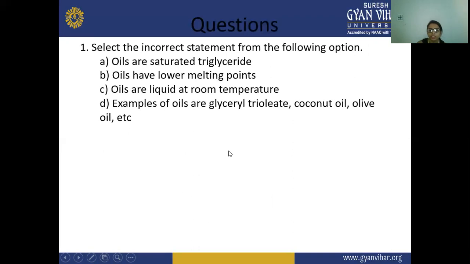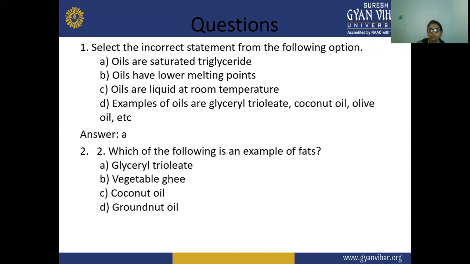Next is the question. Select the incorrect statement from the following options. First, oils are saturated triglycerides. Oils have lower melting points. Oils are liquid at room temperature. Examples of oils are glyceryl trioleate, coconut oil, or olive oil. The incorrect one is that oils are saturated triglycerides; oils are unsaturated triglycerides.